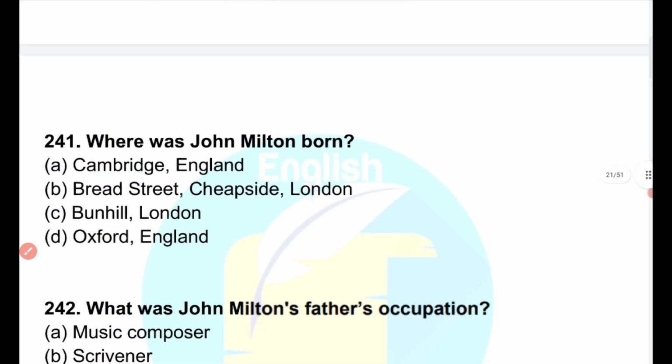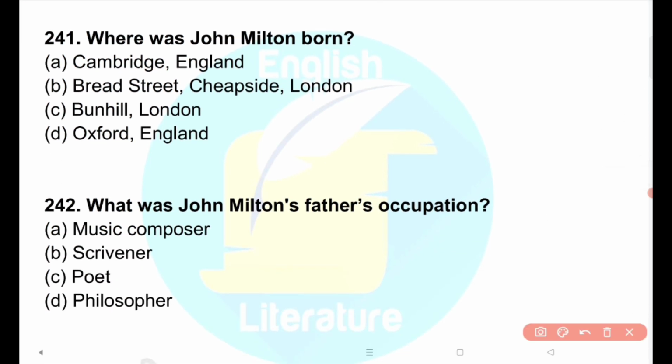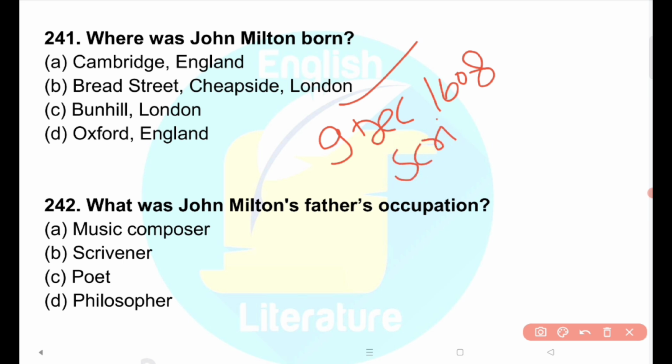Where was John Milton born? Option B, Bread Street, London. John Milton was born on 9 December 1608. His father was a scrivener and a composer, and the family was well off.